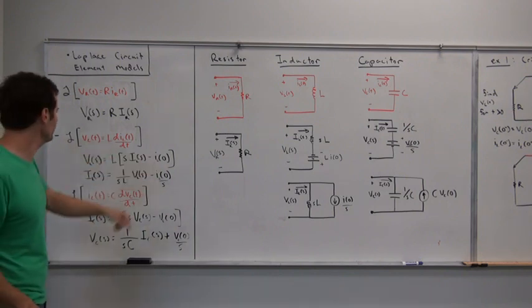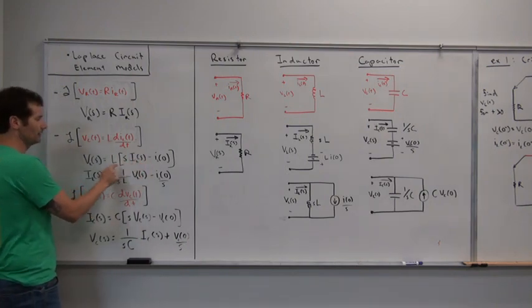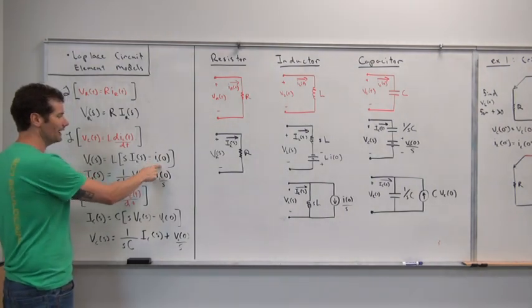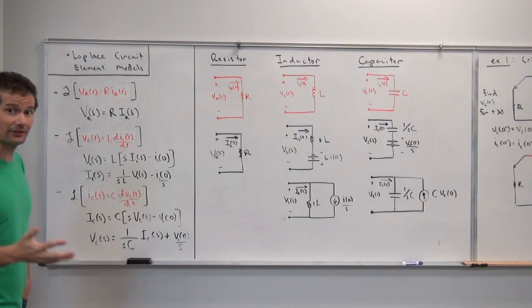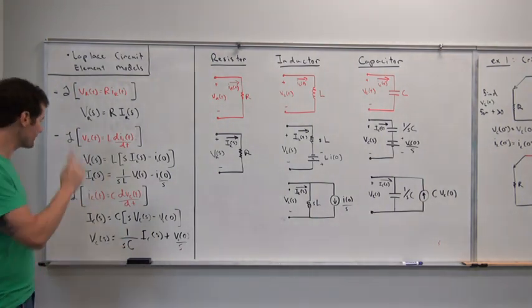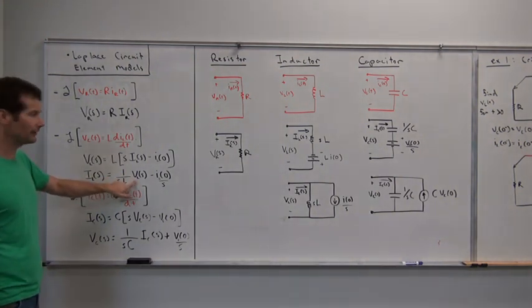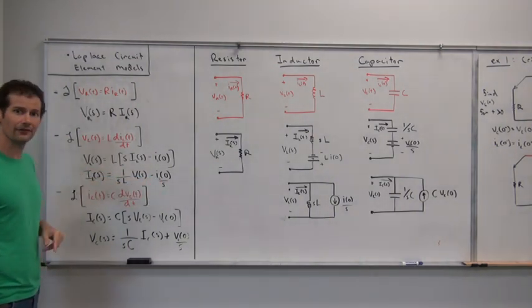If we multiply through by L, then we have L s IL of s, that's a voltage, and L times I naught is also a voltage. If we rearrange the equation, we can put it into a KCL equation: IL of s is equal to 1 over sL times VL of s, minus IL of 0 over s.